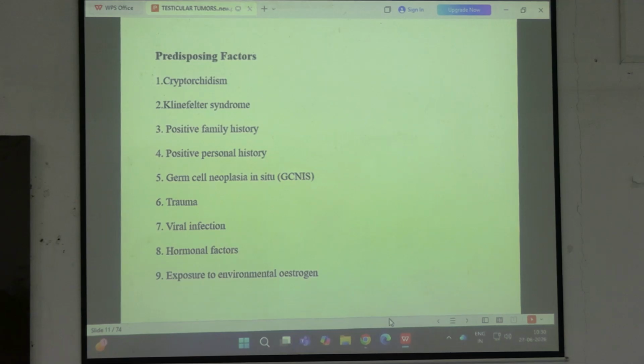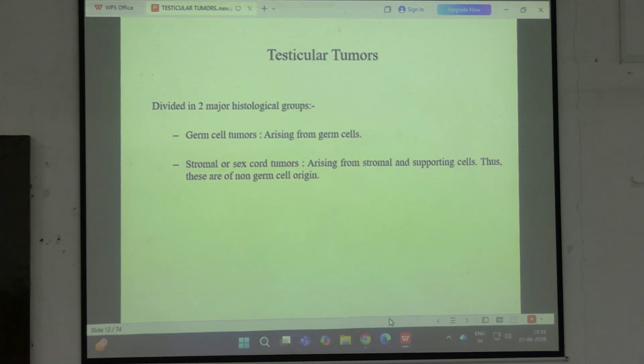Now, when there is hormonal activity beginning during puberty, when spermatogenesis is starting, there is abnormal proliferation of these already abnormal dormant primordial cells, and they give rise to what? Invasive carcinoma. Okay. Now the rest, trauma, viral infection, hormonal factors, exposure to environmental estrogen, all these are there, but they are minor. Coming to what are the two main types?